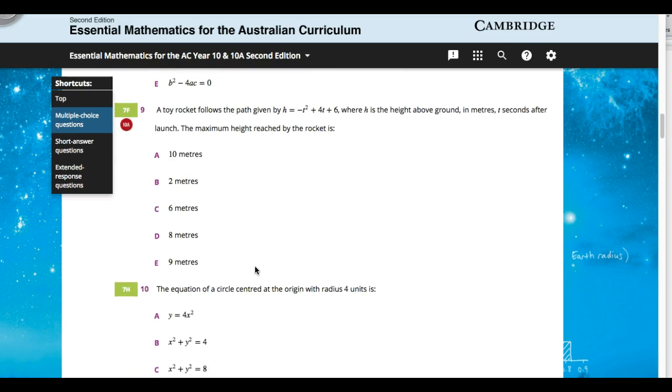Okay, question 9. I think we're now getting into an applications question, which is fine. If we're looking for the maximum height, we're actually looking for the turning point. So with this one, you can just put it into turning point form. Don't let it scare you that we're dealing with H and T instead of X and Y. It works exactly the same way. As I said before, I'm thinking on my feet.